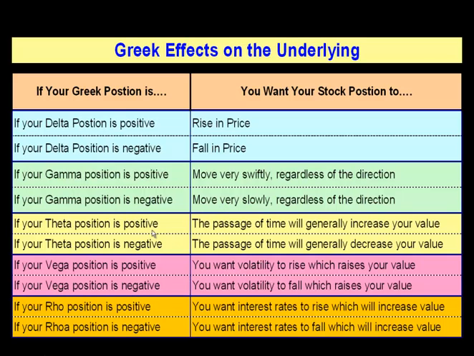If you've got a positive theta, the passage of time generally increases your value. That's a credit trader. If you're negative theta, that means the passage of time decreases the value of your contract. Okay. Positive vega means you're long. You want volatility to rise, which raises the value of your contract. If your vega position is negative, you want volatility to fall. And then of course rho: if your position is positive, you want interest rates to rise, which increases value, and if you've got a negative rho, you want interest rates to fall, which decreases value.